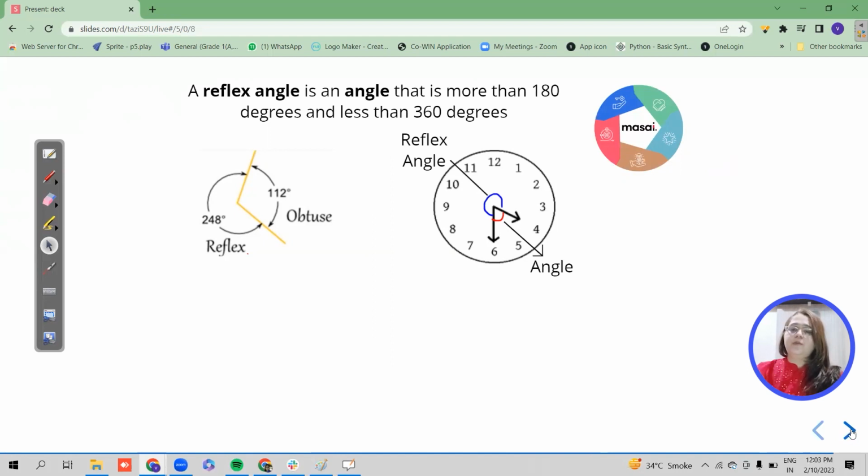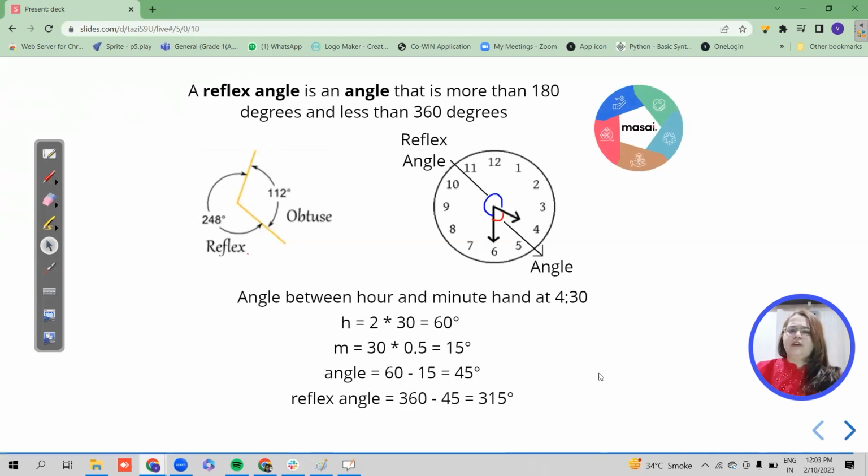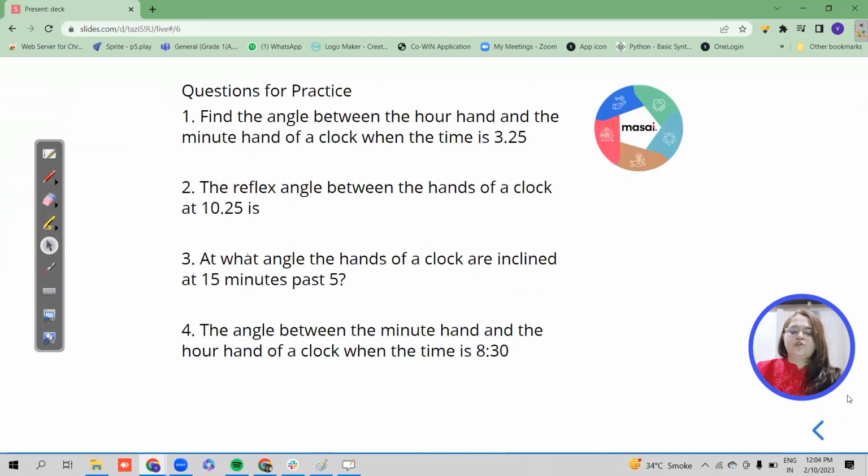So in certain questions there would be a direct question asking for the reflex angle. Read the question carefully. If you have to find the reflex angle, then quickly what you have to do is, for example, for this 4:30 we got an answer of 45. You have to subtract that from 360. So if we have to find it, with the hour hand and the minute hand at 4:30, between 4 and 6 there are two sections, so 2 into 30 would be 60, and the minute hand has traveled for 30 minutes, so 30 into 0.5, that would be 15 degrees. 60 minus 15 is 45. So the small angle here is 45, and if the question is asking about the reflex angle, we simply subtract it from 360. So 360 minus 45 will give you the angle of 315.